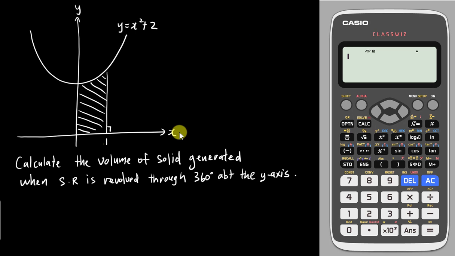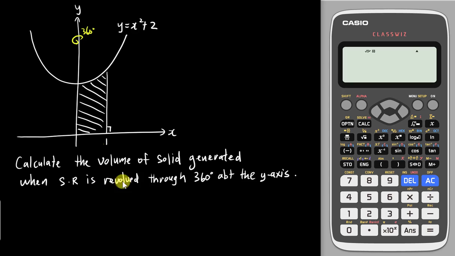Alright, then we will have a look at exam-like questions here. So let's say we have a question like this. They give you a diagram and then they ask you to calculate the volume of the solid generated when the shaded region is revolved through 360 degrees about the y-axis. This is normally what the exam will say. So basically they want this shaded region here to rotate 360 degrees on the y-axis, right?